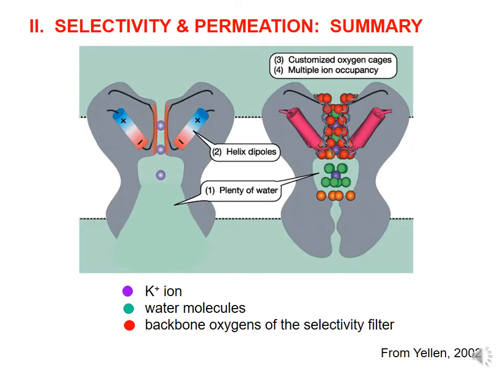So in summary, you can think of these potassium channels as having a structure with 2 transmembrane domains, having a very narrow selectivity filter with a customized oxygen cage derived from the carbonyl oxygens, and that this customized oxygen cage allows the potassium ions to shed their hydration waters and move through the selectivity filter with minimal energy cost.